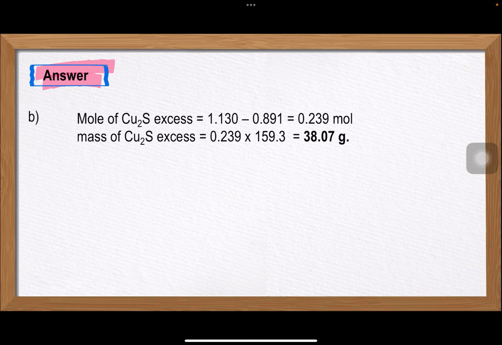Just minus the mole available with the mole that reacted with copper oxide, so we can get the mole of unreacted copper sulfide. Then change the mole of unreacted copper sulfide to mass.